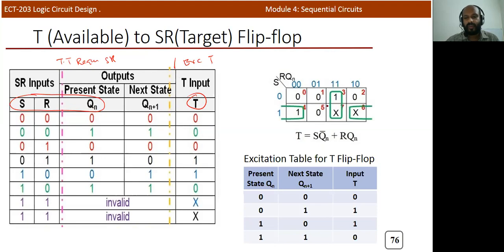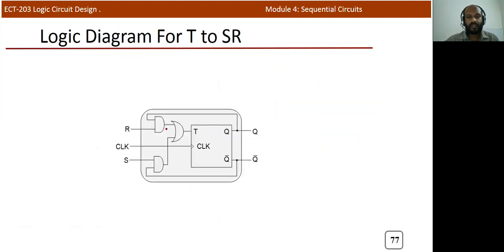So from this K map, we can see there are two groups. So this is equal to RQn, and this is equal to S and Qn bar. Okay. Now we can design that. So this is R, and this is Q. So RQ, and here it is SQ bar. So you can say that SQ bar. So at the output side, we'll get SQ bar plus RQ.